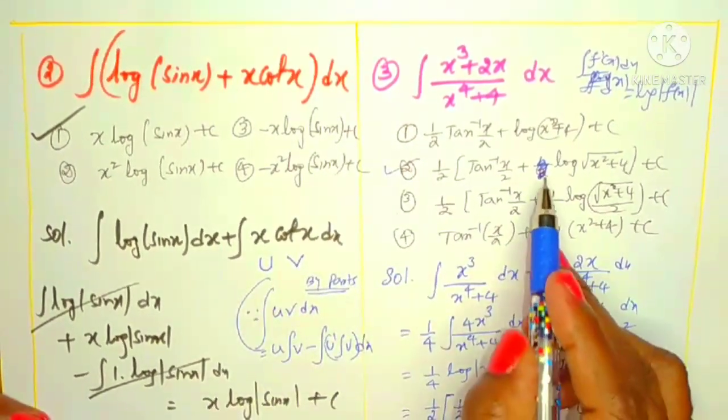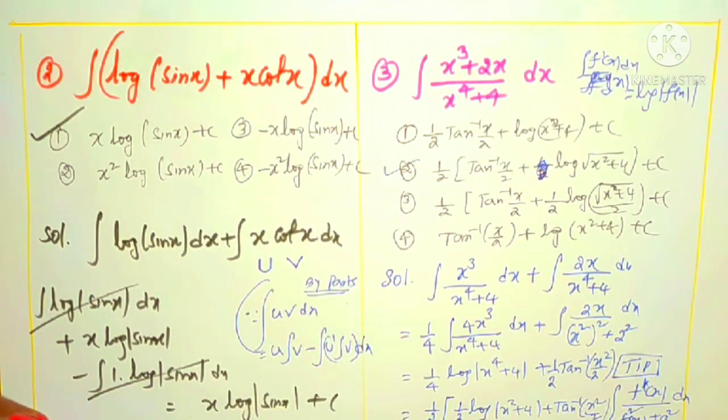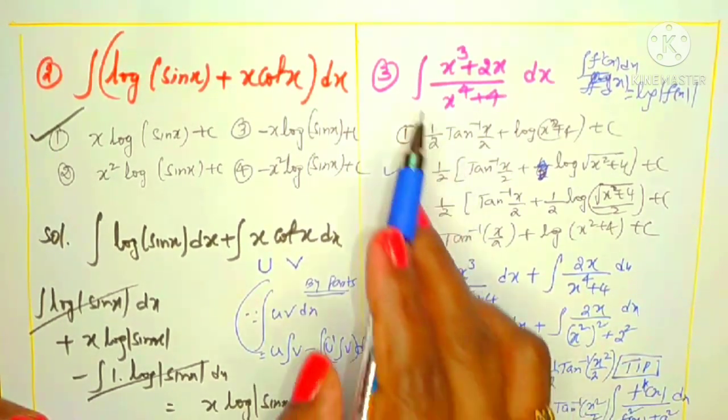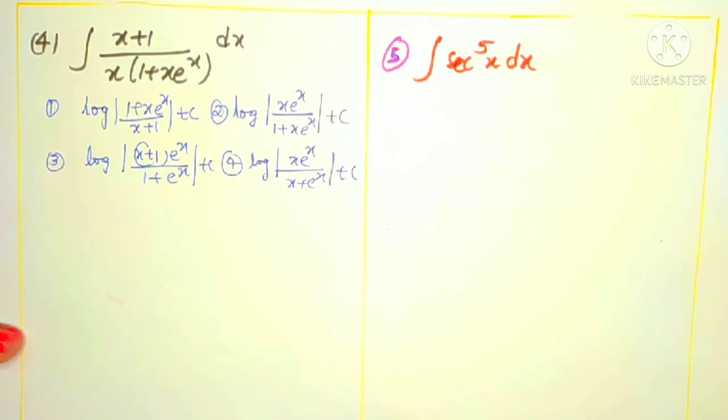Small correction, I copied it wrong here. Just you can concentrate on what the process is. Okay, this is our result for this question number 3. Is it clear? Right. Let's look at the next question number 4. It's very, very simple.